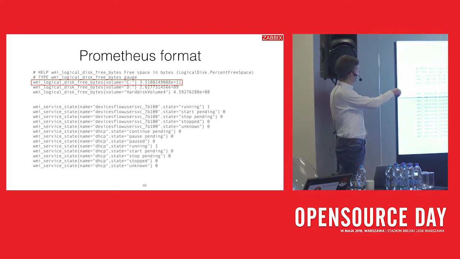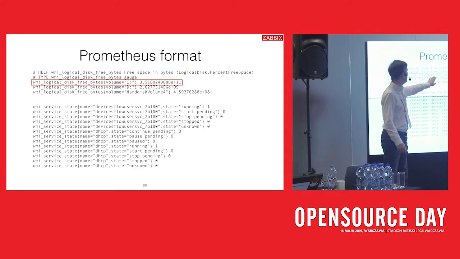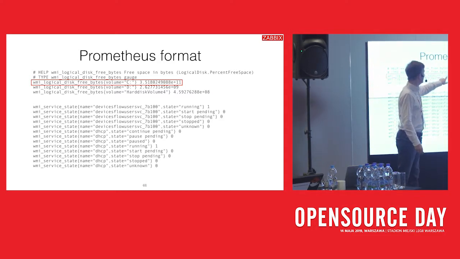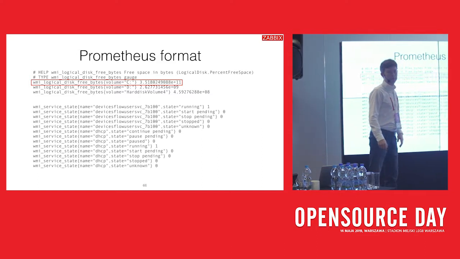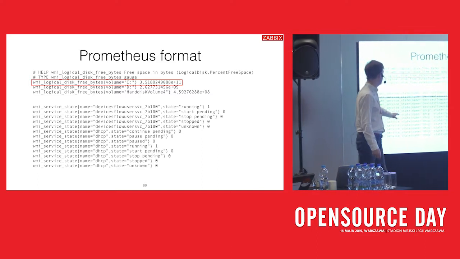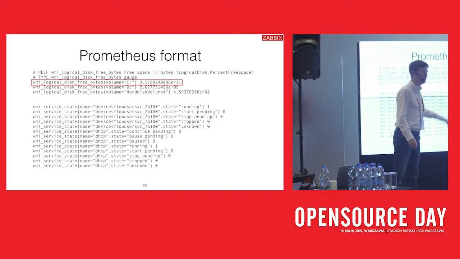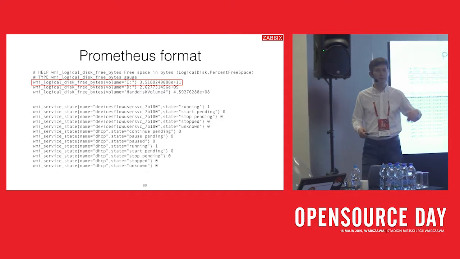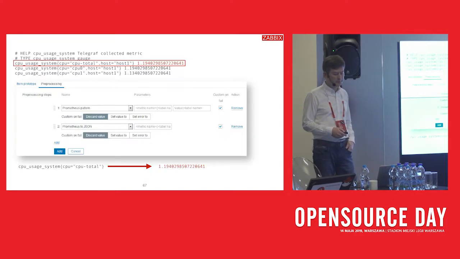That's how the Prometheus format looks like. It's basically a metric name, a set of different tags like a volume, and then goes the value. That's very simple. And there could be many tags like name, DHCP, state, continue pending, something like that. So a very simple, straightforward format, which is accessible through HTTP.